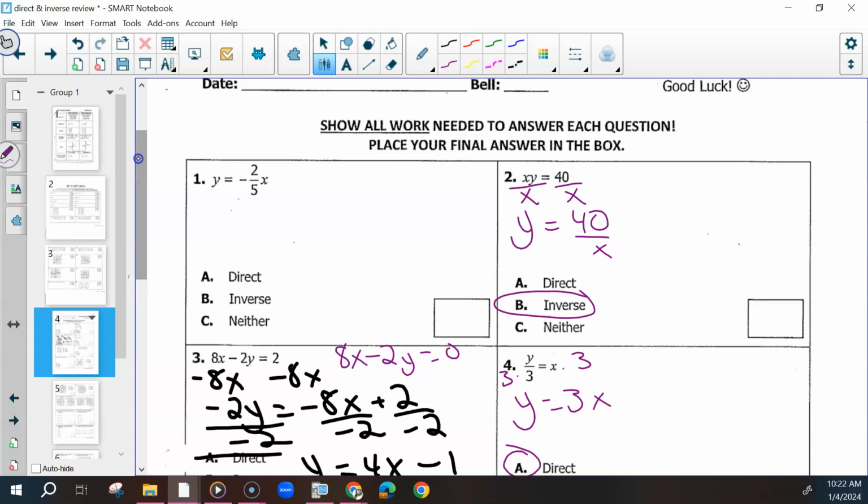Number 1, would that be direct, inverse, or neither? Oh, yeah. Direct. It's in the format y equals kx. So if it looks like this, 5 on the same page, if it looks like this, it's inverse. Yes.